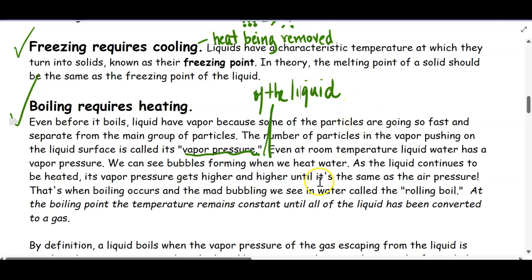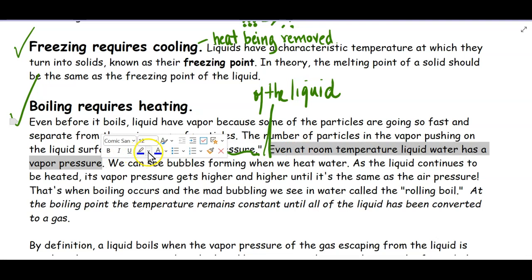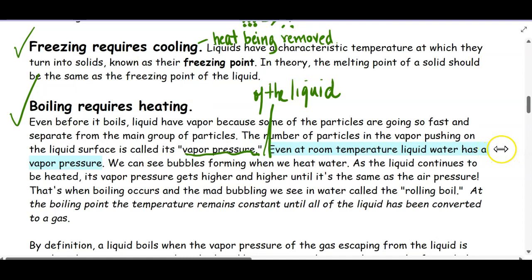All right. Even at room temperature, liquid water has a vapor pressure. Now that's maybe a little bit shocking, because we think, well, it vaporizes when it boils. But no, even at room temperature, liquid water has a vapor pressure. And we can see bubbles forming when we heat water, right? You can always see those little bubbles of water. All right, you maybe don't know what they are, but they're just water vapor. We know bubbles are gas, right?